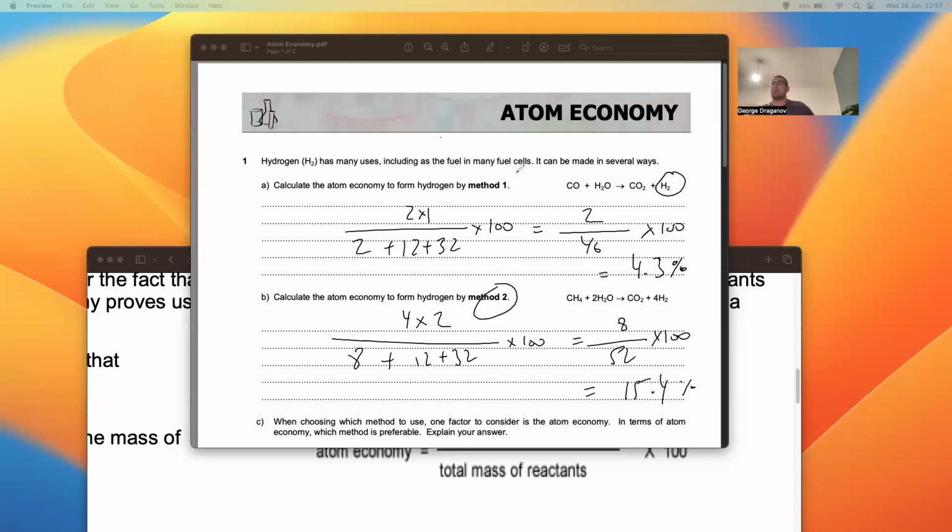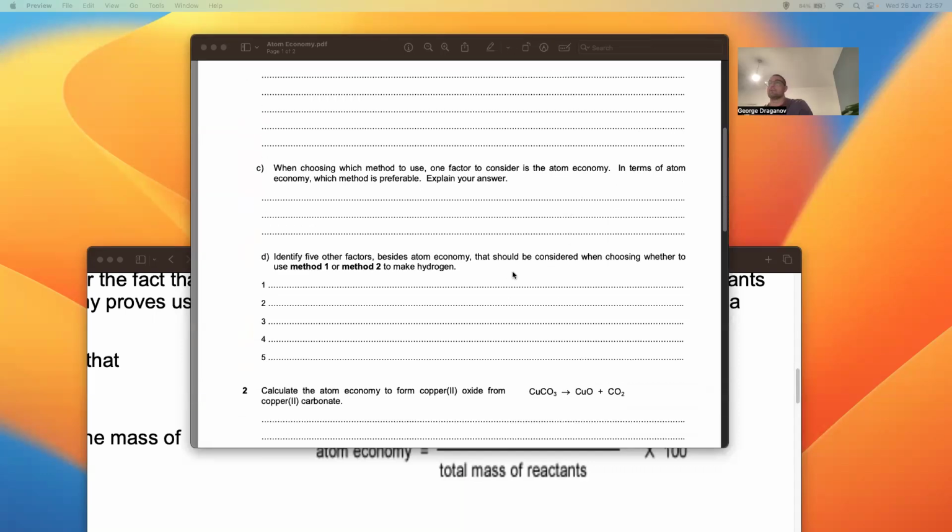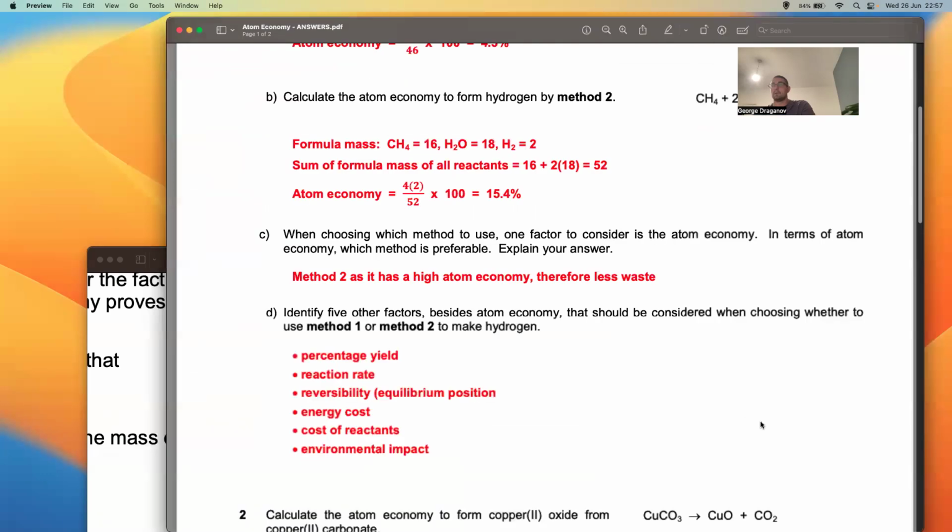Now, actually, by method 1 and method 2, I think what they meant is which method is better at producing hydrogen. So if you compare these two, you would say that the second method has less waste, and so therefore it might be preferred. But there are other things that you need to take into account, such as any toxic chemicals, what kind of materials are being used, if you're really looking at the full aspect of the question. So when it says identify other factors that should be considered to choose a method, I would learn these.